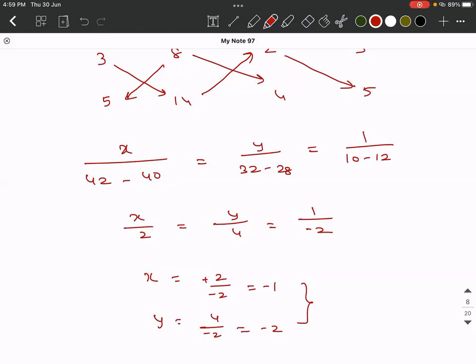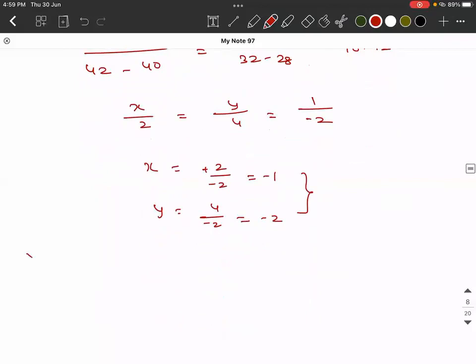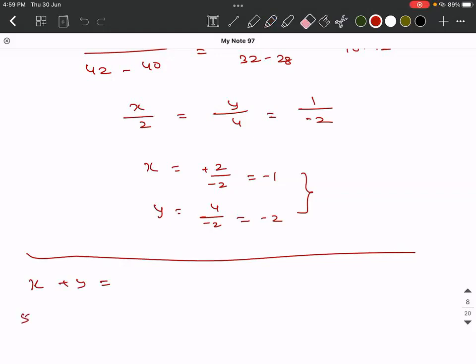Understood. So I'll give you a question. I want you to solve it using cross multiplication method. X plus y is 9. 5x plus 2y is equal to 14. Solve it using the cross multiplication.